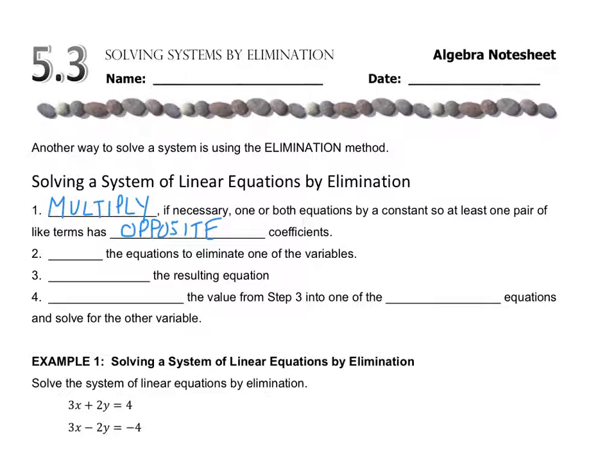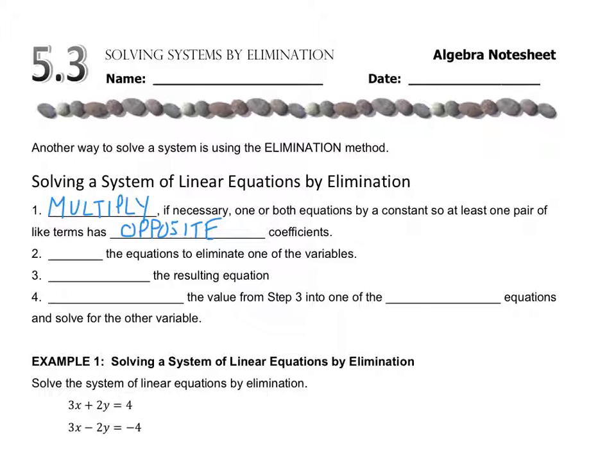Multiply, if necessary, one or both equations by a constant so that at least one of the pairs of like terms has opposite coefficients. There's a lot kind of being said in there, but basically we're going to multiply, not always, sometimes none of them, sometimes one of them, sometimes both equations by something so that we get opposite coefficients.